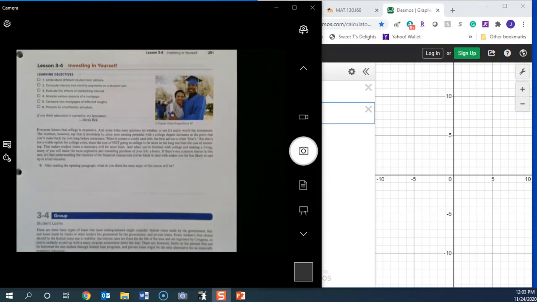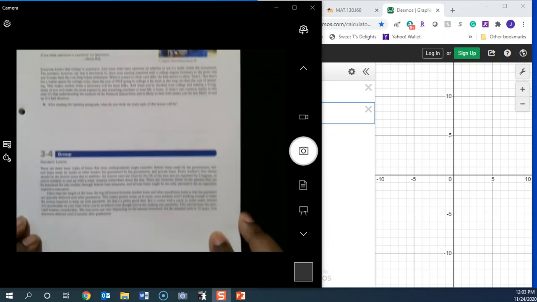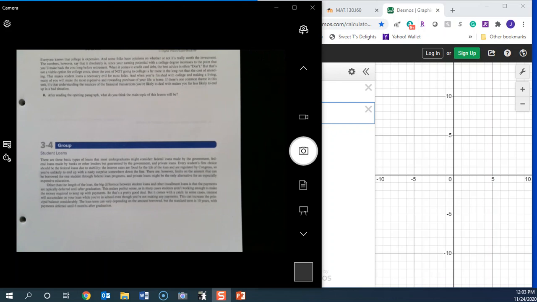Hello, students. We're about to start lesson 3-4, Investing in Yourself. Our learning objectives are to understand different student loan options, to compute interest and monthly payments on a student loan, evaluate the effects of capitalizing interest, analyze various aspects of a mortgage, compare two mortgages of different lengths, and prepare an amortization schedule.